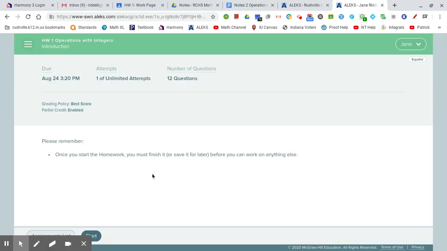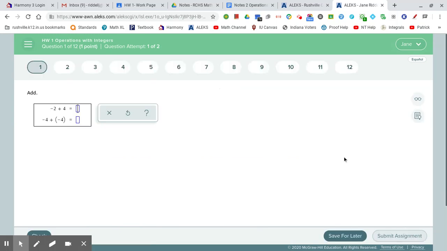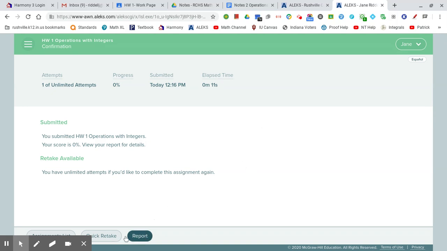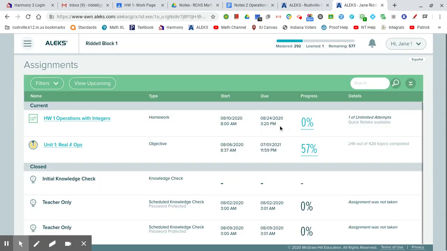And when you are in homework 1, you then need to click down here, submit assignment. It's okay if you're not finished with it because you get unlimited attempts on these homework assignments. So just click submit assignment. And then once it's been submitted, then you can click on any of the other assignments that are in your assignment list.